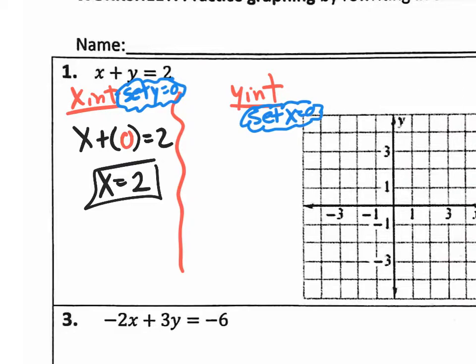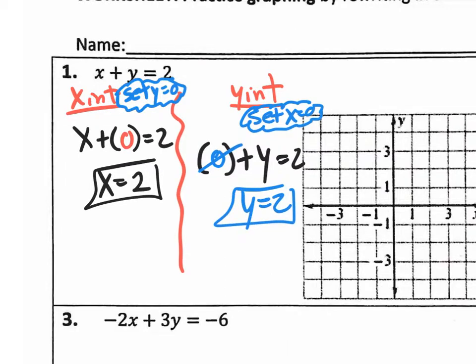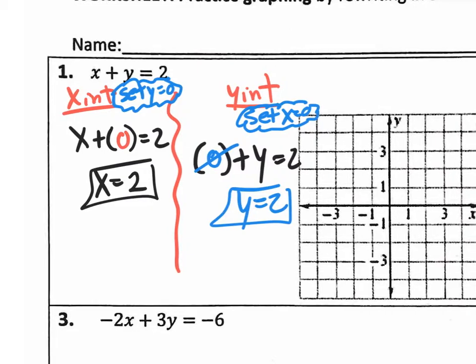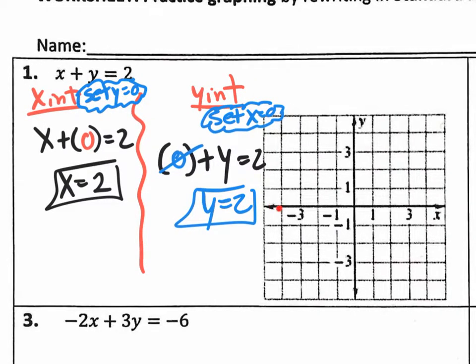The y-intercept, set x equal to 0. So instead of x plus y equals 2, I have parenthesis plus y equals 2. And I'm plugging in a 0 for x. So that's just 0. I have y equals 2. And those are my x-intercept and y-intercept values. Okay? I could write it as a coordinate. If I ask you for a coordinate, please give it to me as a coordinate. But right here, all you got to do is go to the x-axis, cross at 2, put a dot right there.